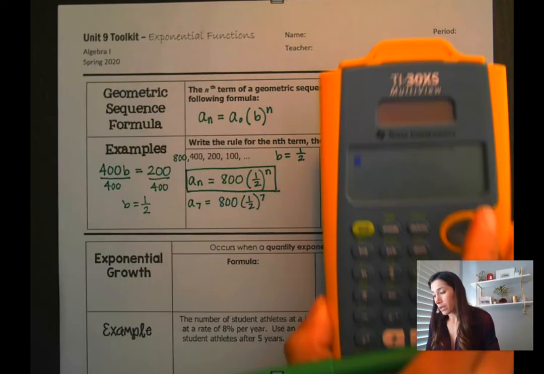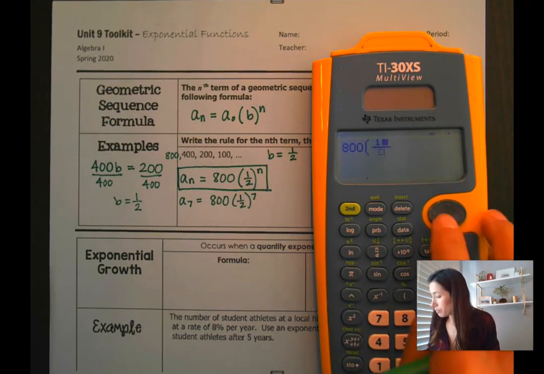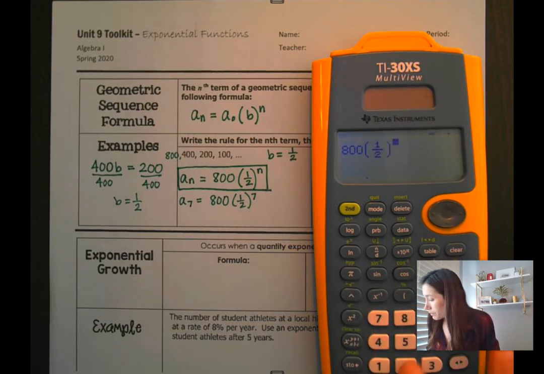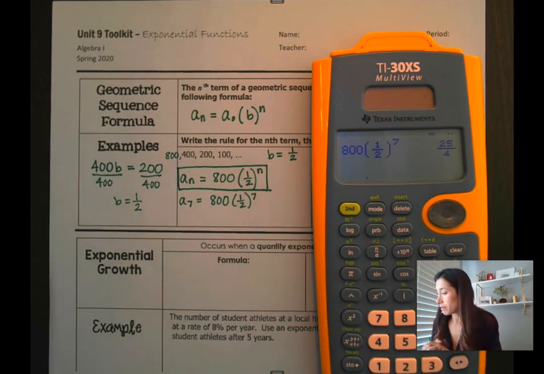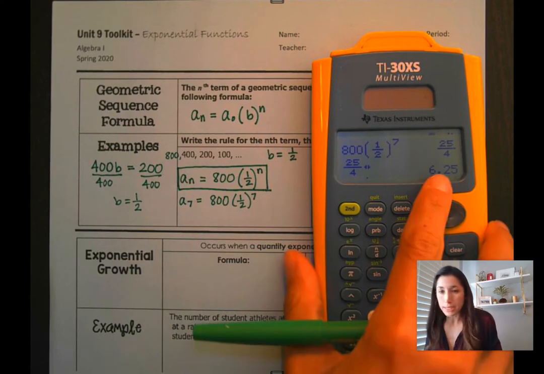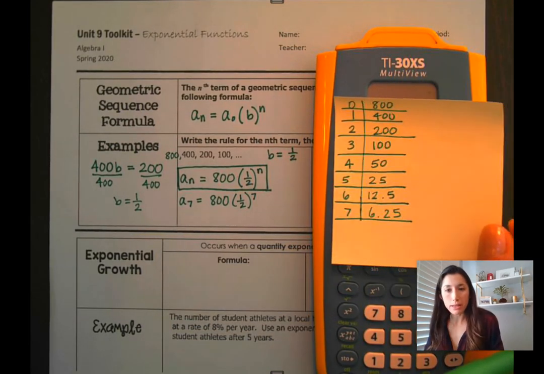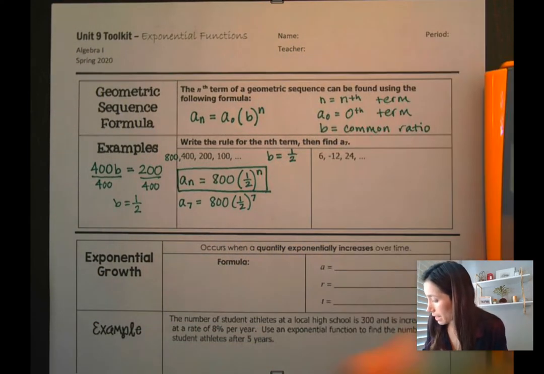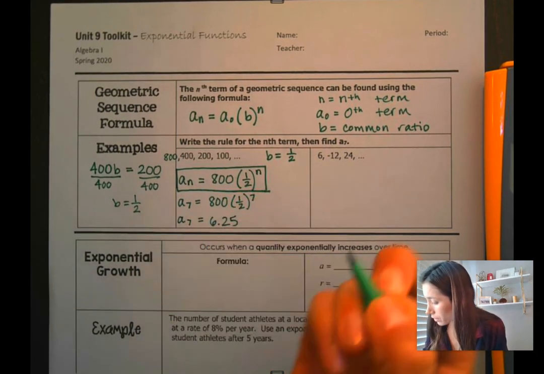So now in our calculator, we'll go ahead and plug this in. Let's get 800, and then we have our common ratio of 1/2, and then let's raise that to the power of 7. And we get 25 over 4, which is okay. That's in fraction form. If we want to get that into decimal form, we got 6.25. And that's what I had when I created my little table of values here, where I made my list of numbers. So let's get that as a sub 7 equals 6.25. Great.